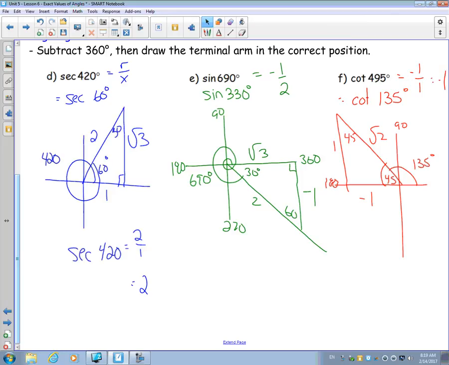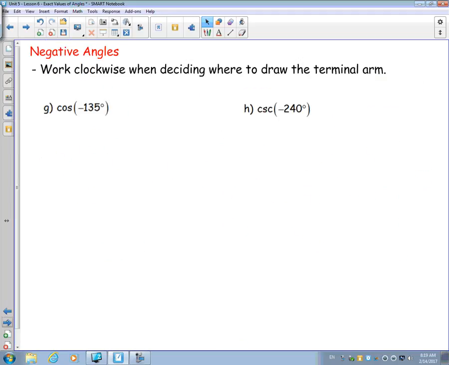And these are our special triangles. These are how we can find exact values. Okay. Last idea, what happens if we have negative angles? Well, in that case, we have to work backwards, clockwise.